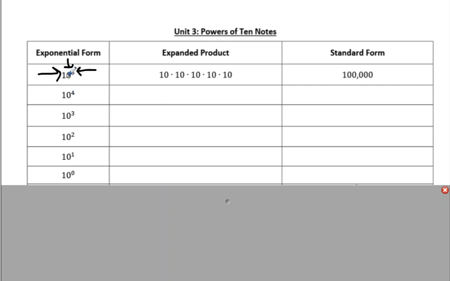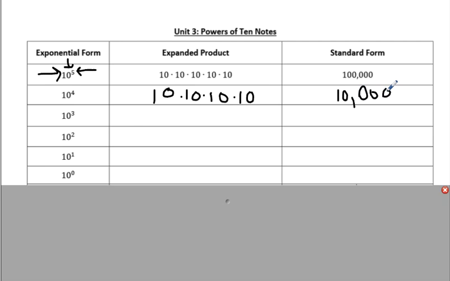So let's start with 10 to the 5th. It's already done for us. We know that's 10 times 10 times 10 times 10 times 10, which is 100,000. If we did 10 to the 4th, it would be 4 tens, so 10 times 10 times 10 times 10. And all we're going to do is lose 1 zero, so that would make it 10,000.